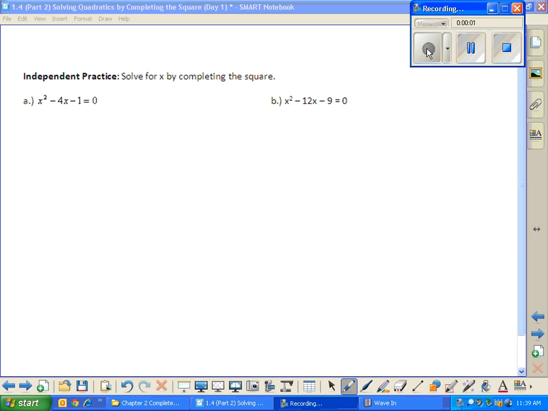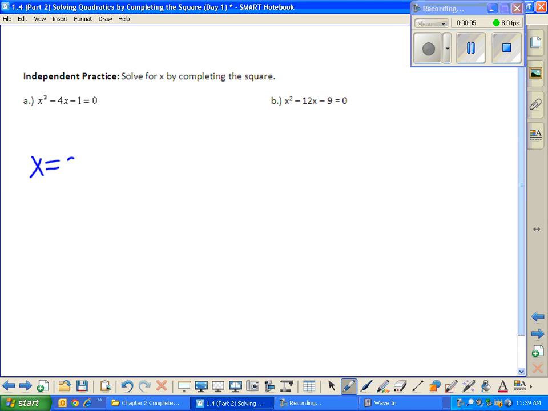Good, as I'm walking around, I think for most of you, this one worked out to be 2 plus or minus the square root of 5. Was that right? Yeah. And then this guy over here, as I walked around, I think I saw it was like 6. Yeah. And then it's 3 square roots of 5 because you have to simplify the square root of 45.